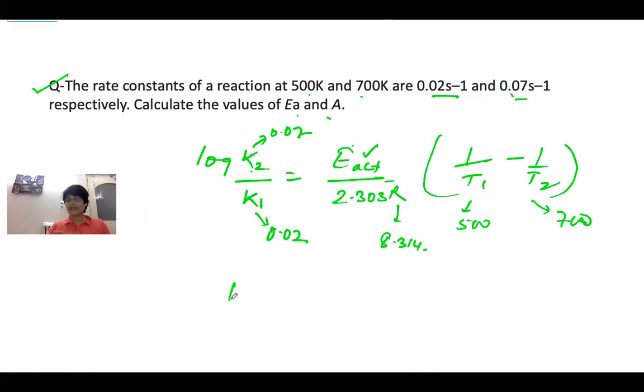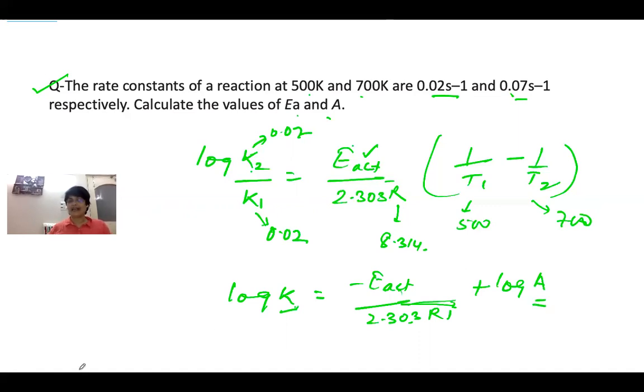Once you get this E act, then in the single expression log K is equal to log A minus E act upon 2.303 RT. That's log K. So you put these values, take any one of the log K values, and A can be determined with the anti-log value.